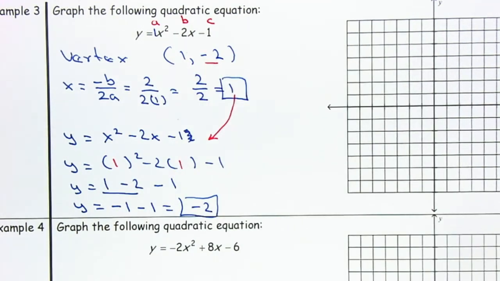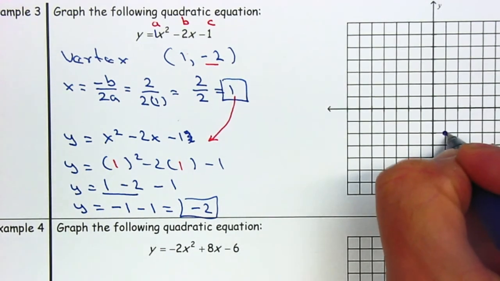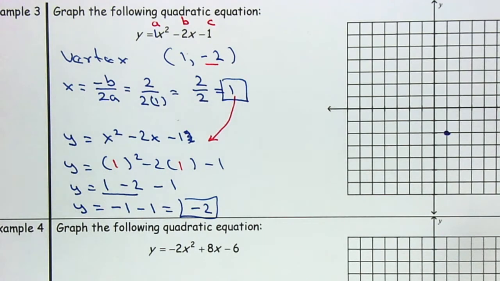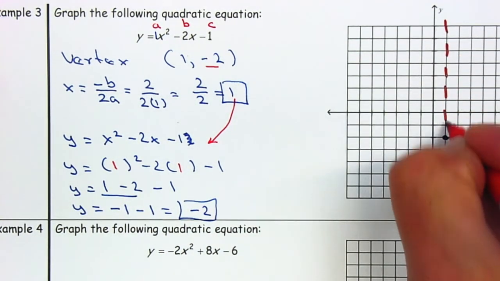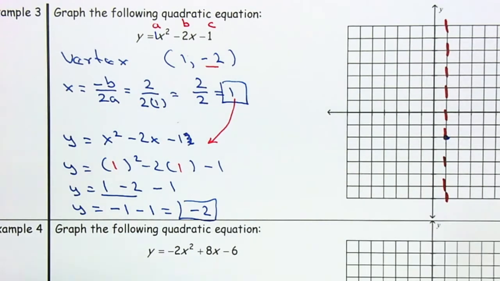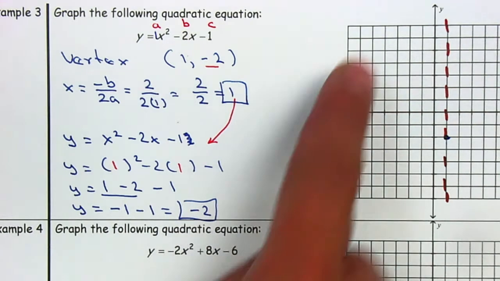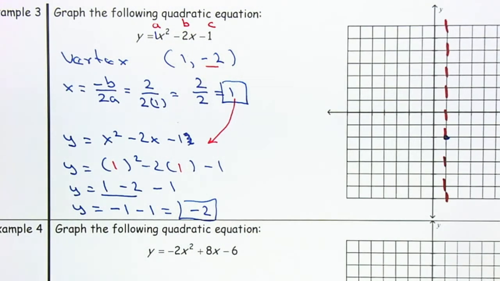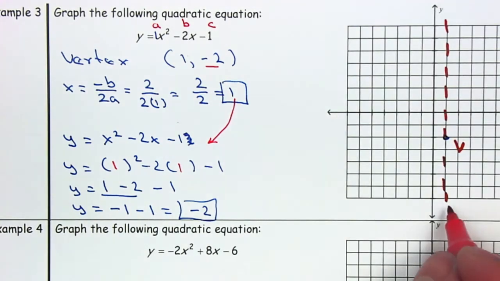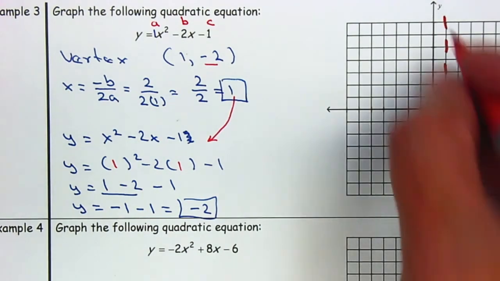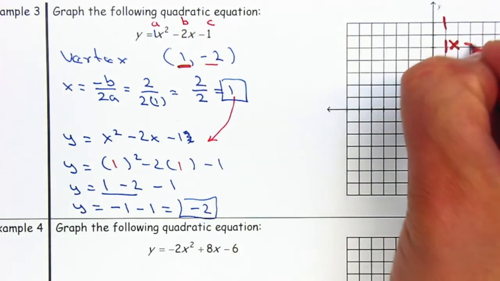Now that we found the vertex, we're going to go 1 and then down 2. That's our vertex for the parabola. I'm going to make my line of symmetry. And I know that because the a value is positive, my parabola will be facing up. So this is my vertex. The equation for the axis of symmetry is crossing the x value at 1, or you can think of this as the equation x is equal to 1.